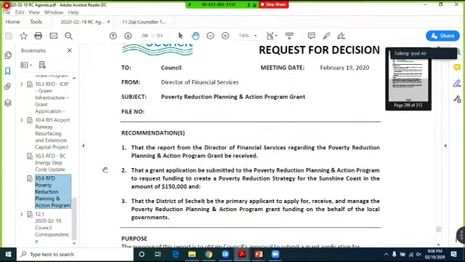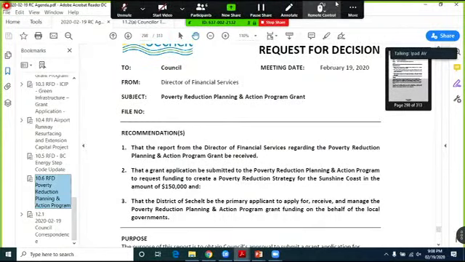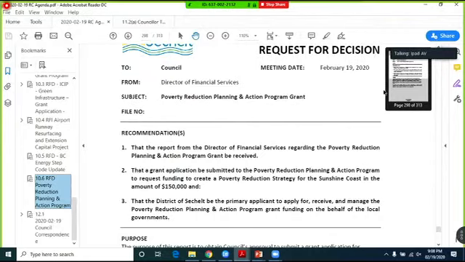I'll move that report, recommendation 1, that the report is received. Okay. All those in favor of receipt? Thank you. And is anybody speaking to this one? Yes, I am. Thank you. So there's an opportunity for a grant out there to deal with the reduction of poverty on the Sunshine Coast or within just the district of Sechelt.